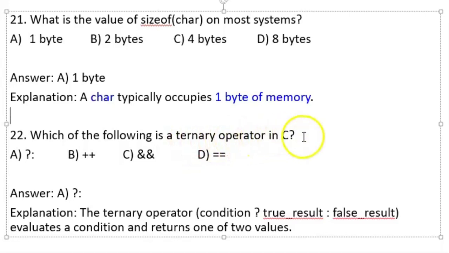Question number 22. Which of the following is a ternary operator in C? A, question; B, increment; C, and; D, equivalent. The ternary operator, A, is the answer. The ternary operator is the condition, question mark, true result, colon, false result. These types of conditions return one of the two values.